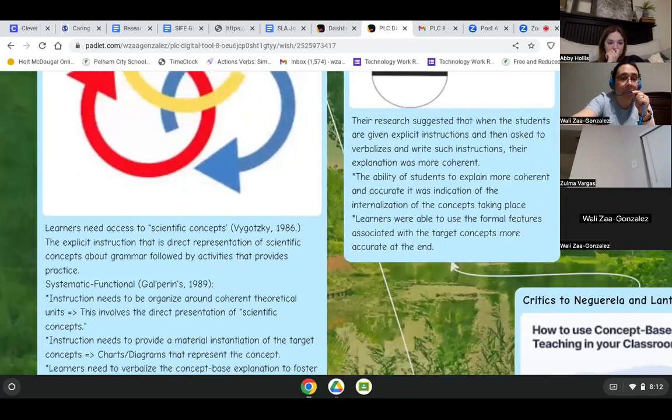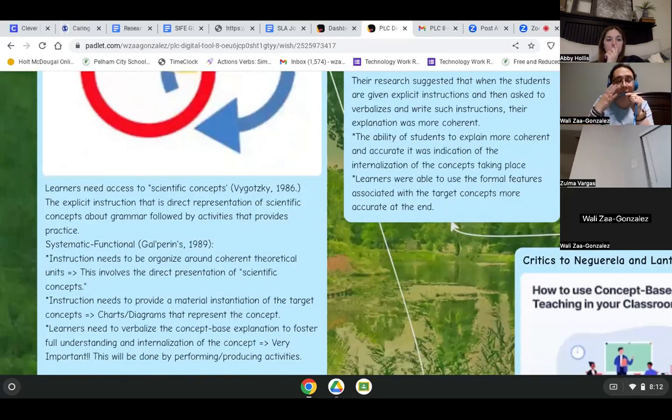He piggybacked on Galperin's systematic functional definition, where he said that instruction needs to be organized around coherent theoretical units, which involves the direct presentation of the scientific concept. The instruction needs to provide material instantiation.